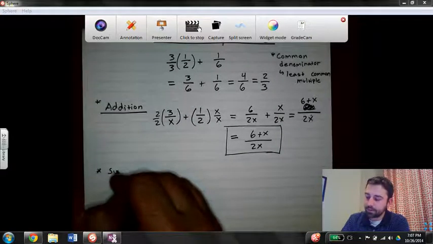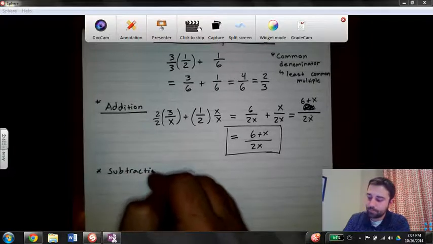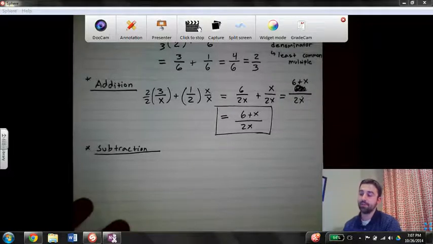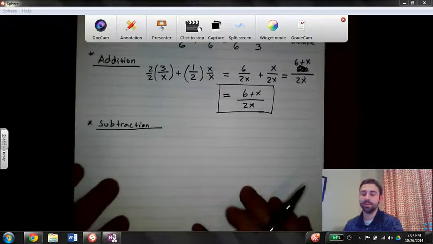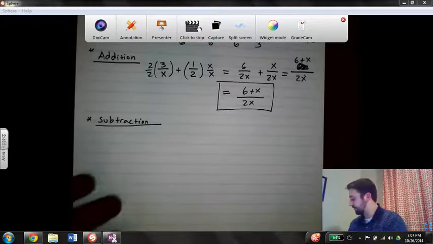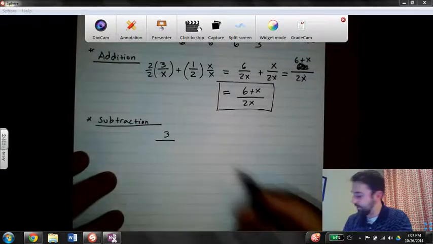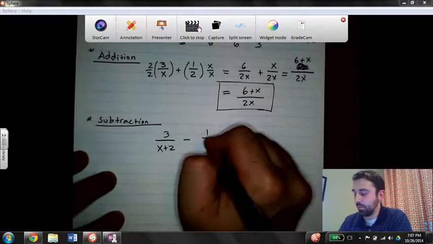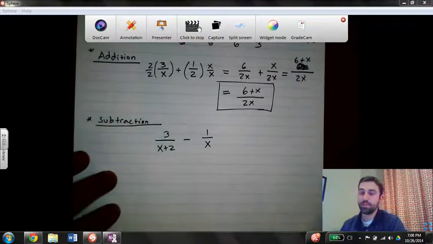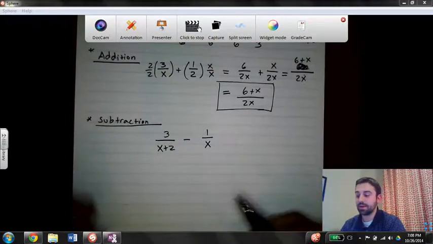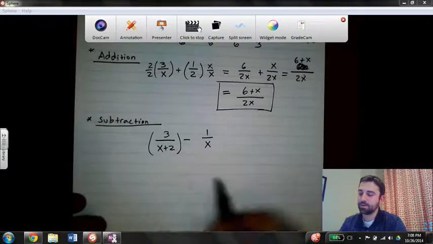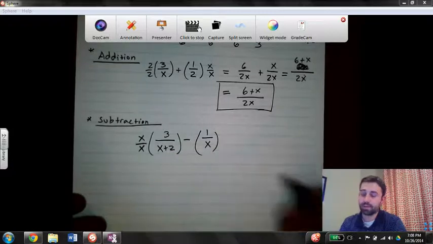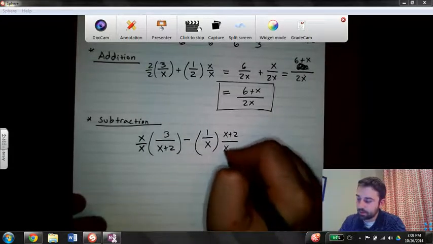Now let's look at subtraction. For subtraction and addition, we want to make sure we have the same denominator, or common denominator, using my least common multiple. So for subtraction, let's say we have 3 divided by x plus 2 minus 1 divided by x. The least common multiple here is going to be x times x plus 2. So I want to multiply my first fraction by x over x and multiply my second fraction by x plus 2 over x plus 2.